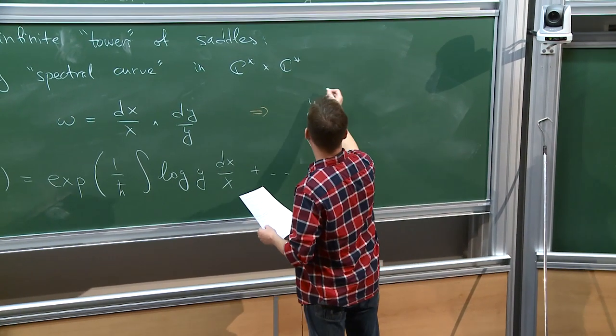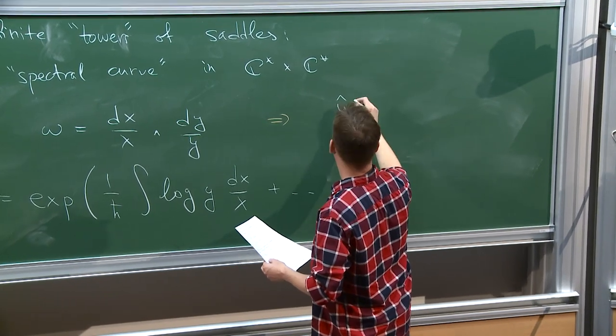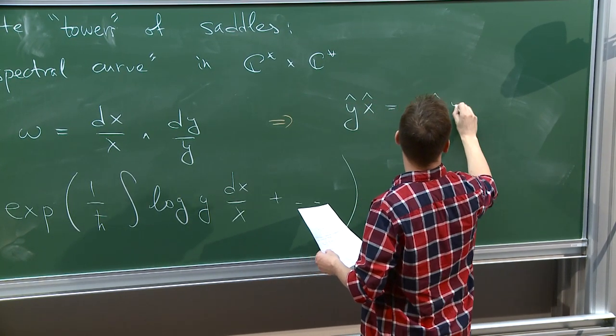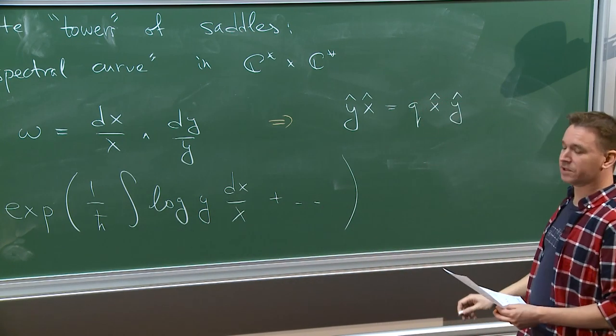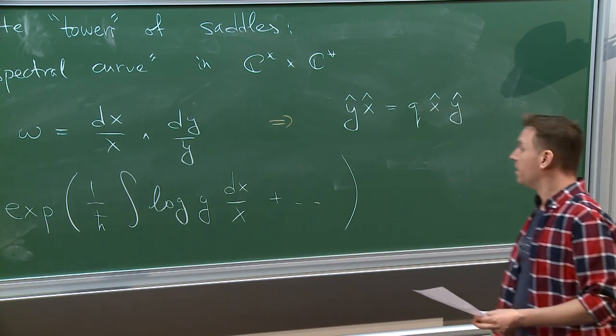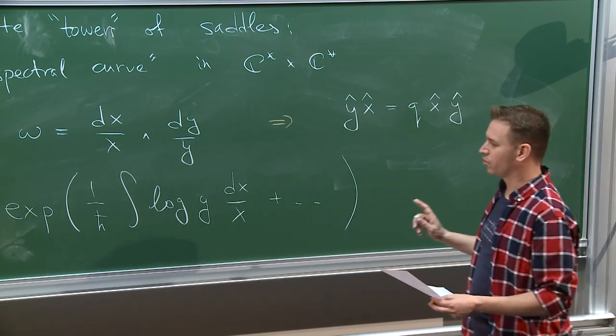Indeed, because this symplectic form, thank you very much, Maxim, implies that in a quantum world, if I introduce quantization of this space, I'll have operators. Maybe let me put hats on everything: y hat, x hat is q times x hat, y hat. And as a result, this equation is indeed a q-difference equation. So that's the crucial difference.